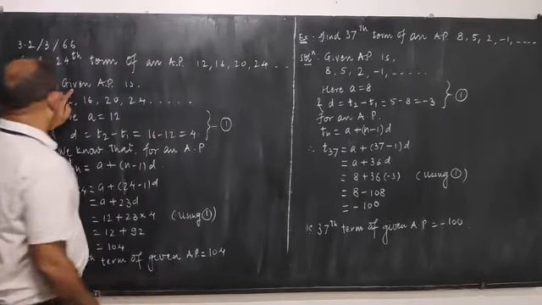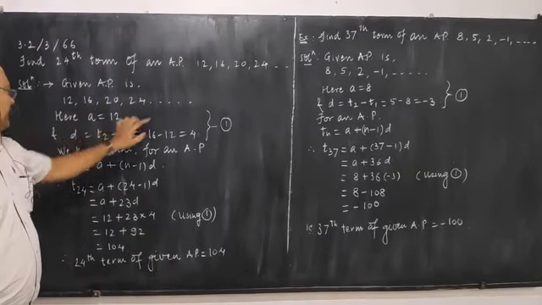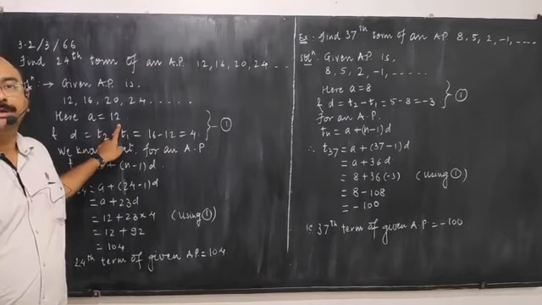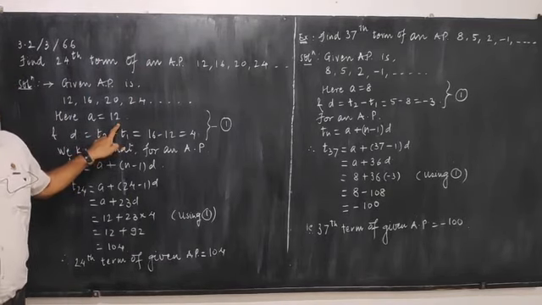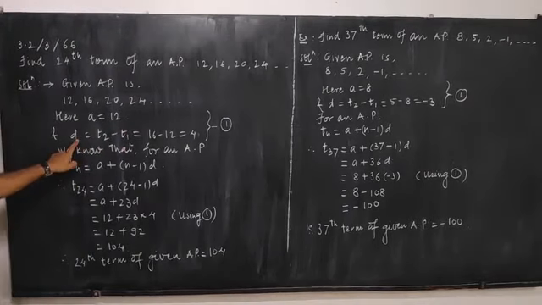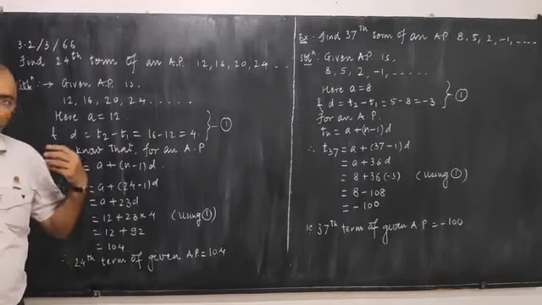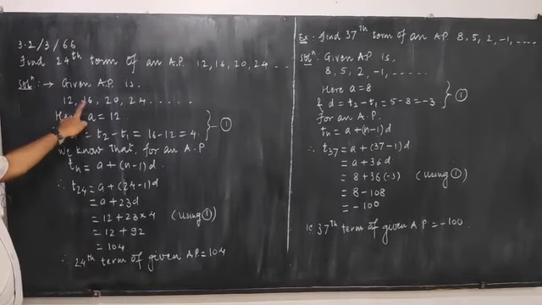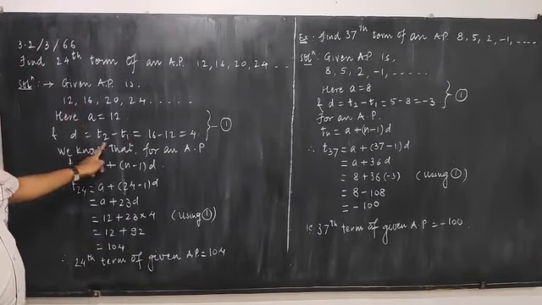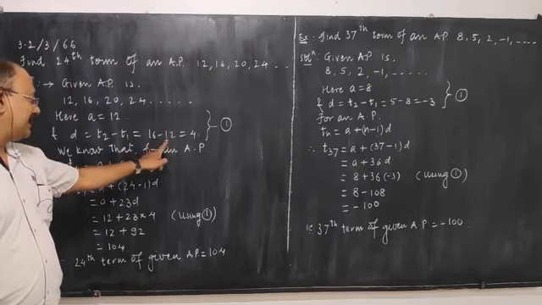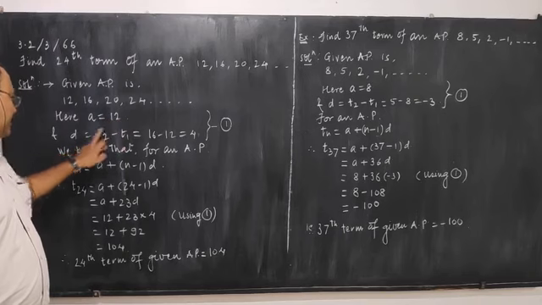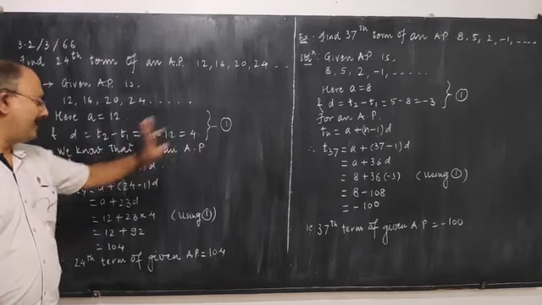Given AP, we have written here a is equal to 12. A means the first term, so the first term is 12. D is the common difference. We always calculate d using the first two terms, so second term minus first term, T2 minus T1. We have written T2 minus T1, 16 minus 12 equal to 4. So we have obtained the value of a, that is 12, and d is equal to 4.